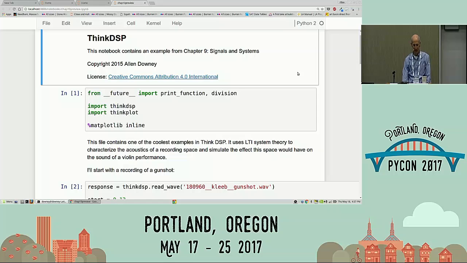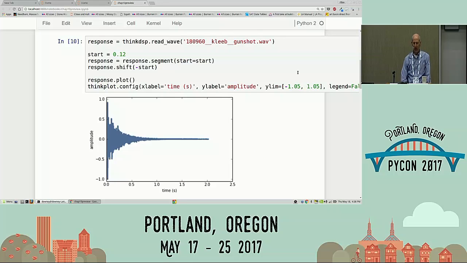Here's one example, which is when you record a gunshot or any other sudden impulse kind of sound in a room, the response that you get, the recording that you get, characterizes the room. It tells you everything that you need to know about the acoustics. And you can use that recording now to simulate what it would sound like if you take something like this violin recording and play it in the room where the gunshot was recorded.